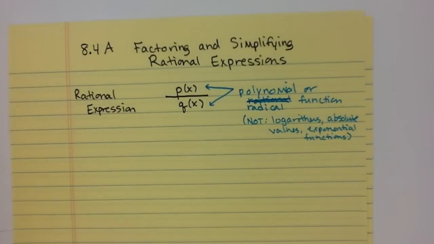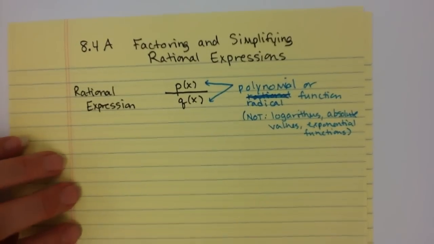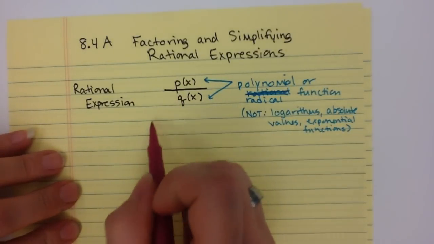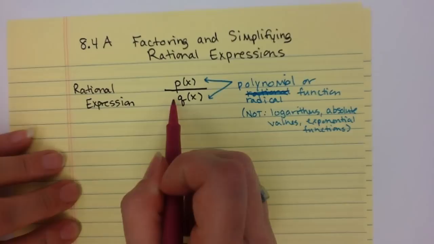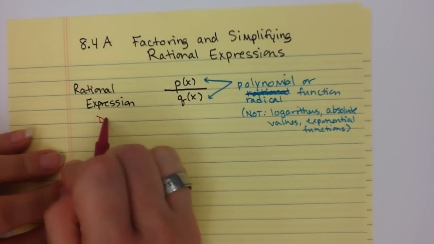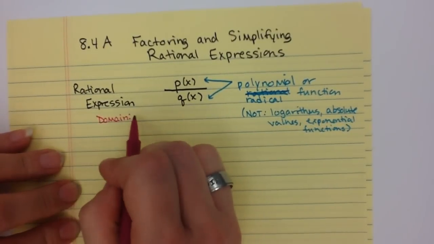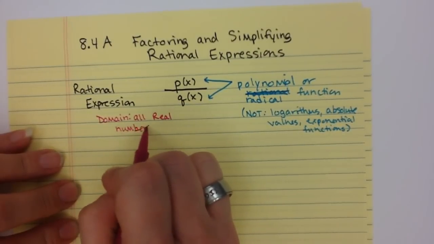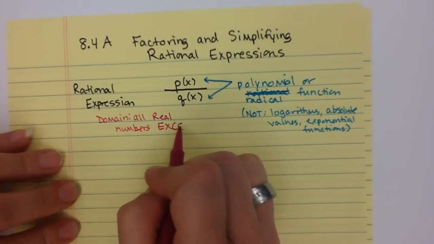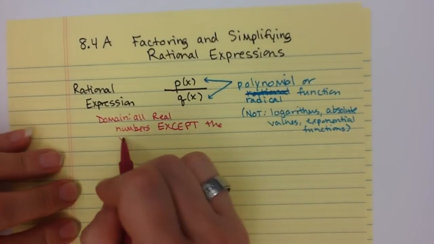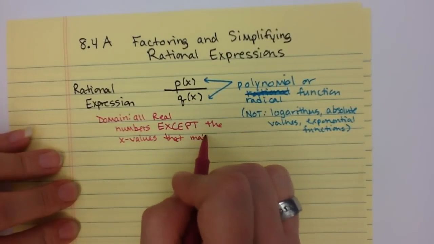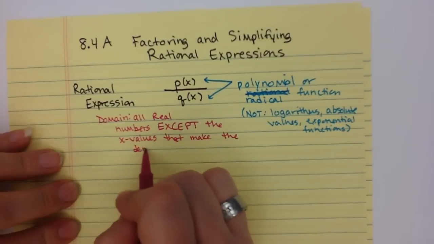So in a rational expression, we have to be concerned about the domain. Just like we did when we had the graphs of rational functions, the domain is restricted when the denominator equals 0. So the domain for a rational expression is going to be all real numbers except the x values that make the denominator equal 0.